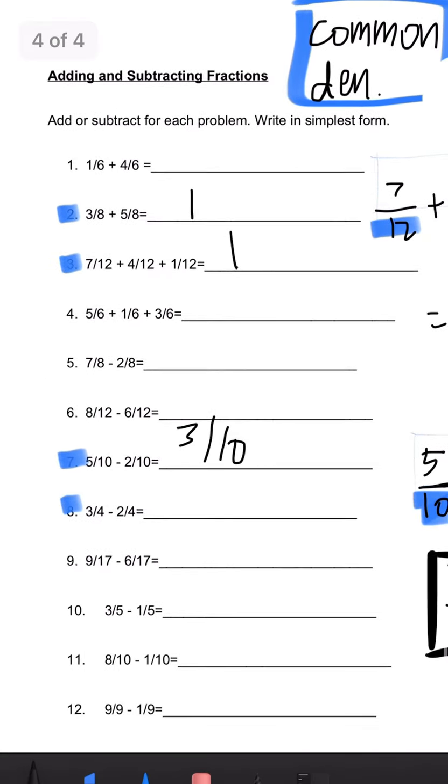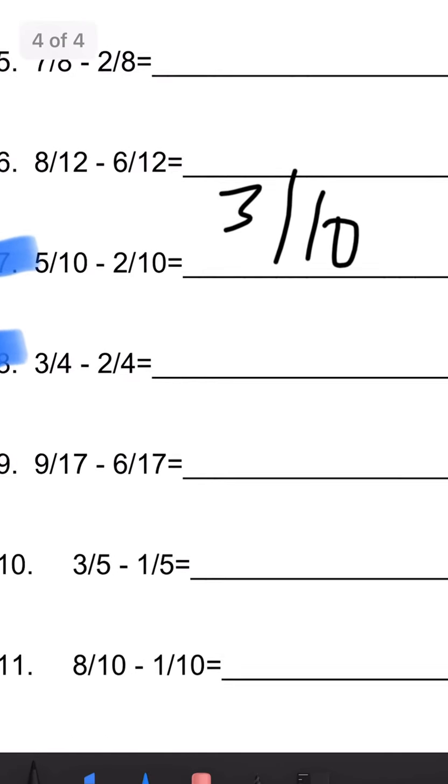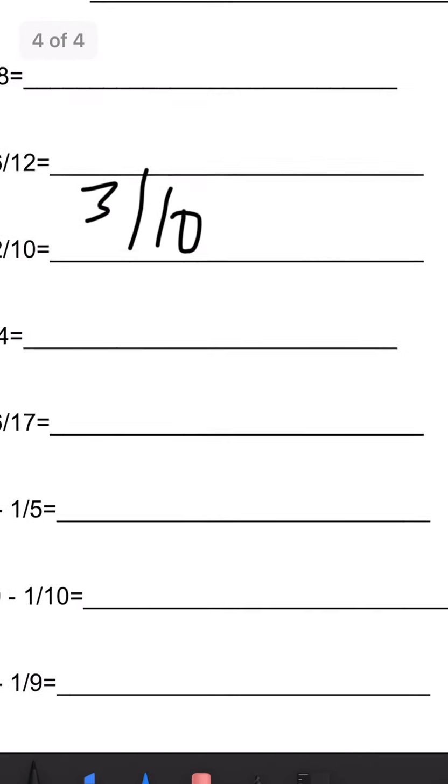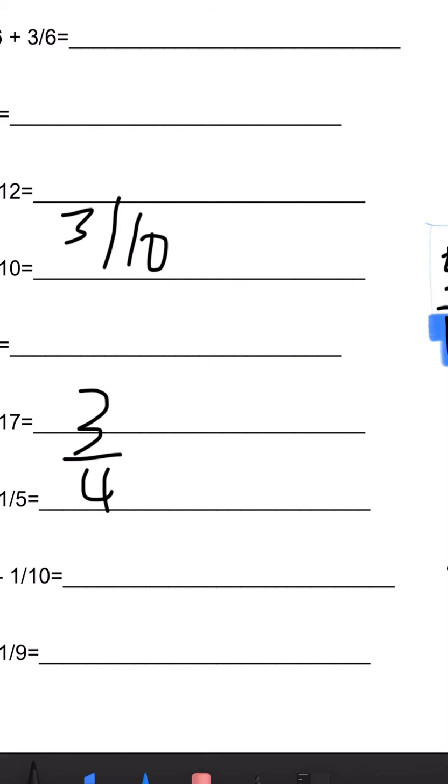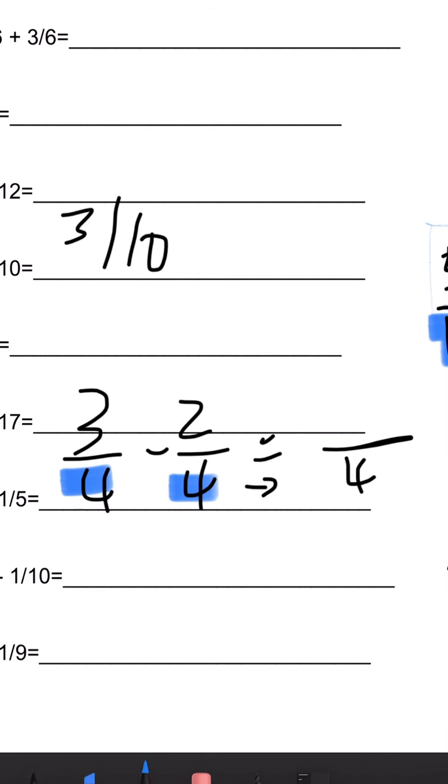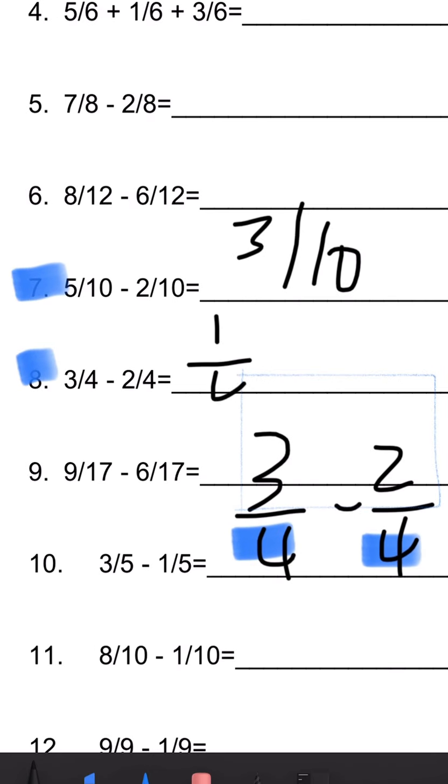And our last question, number 8, we have 3/4 minus 2/4. We see that we have a common denominator of 4, so we'll carry that over and subtract the top. 3 minus 2 is 1. Again, this is your final answer.